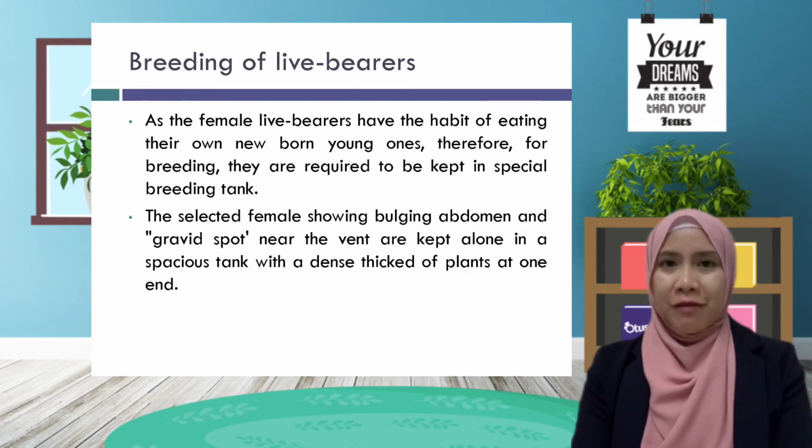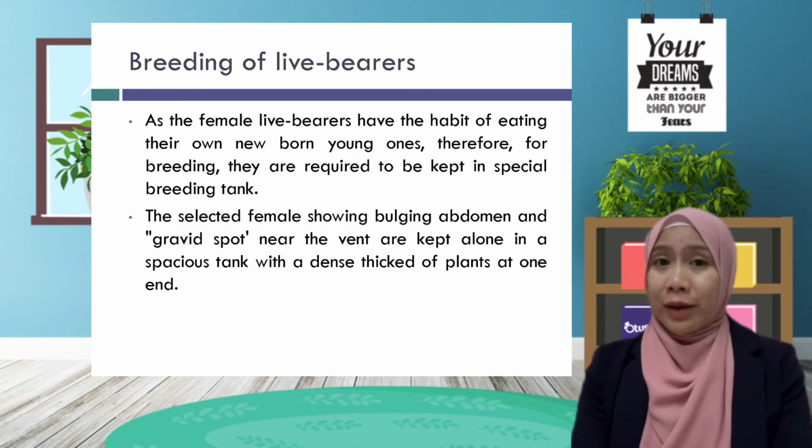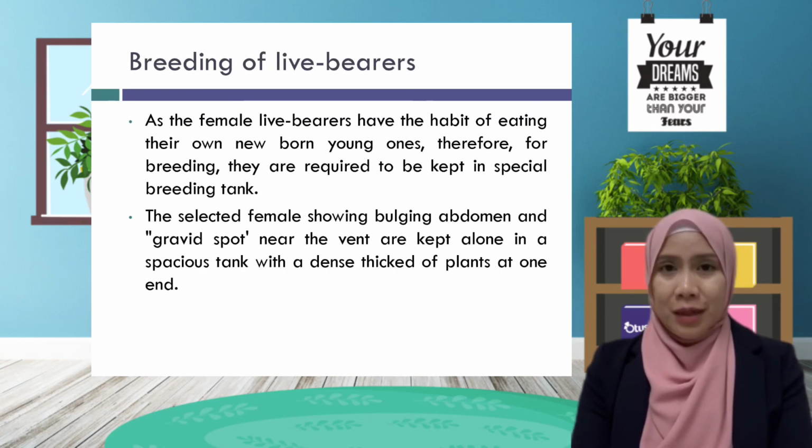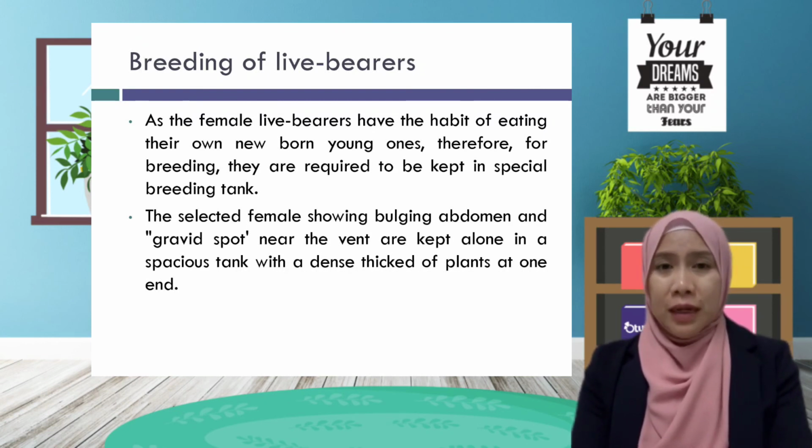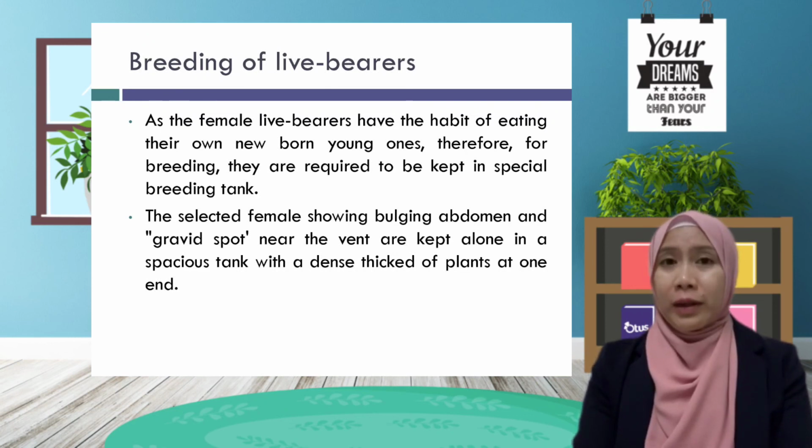As female live bearers have the habit of eating their own newborn young ones, for breeding they are required to be kept in a special breeding tank. The selected female, showing a bulging abdomen and gravid spot near the vent, is kept alone in a spacious tank with a dense stock of plants at one end.